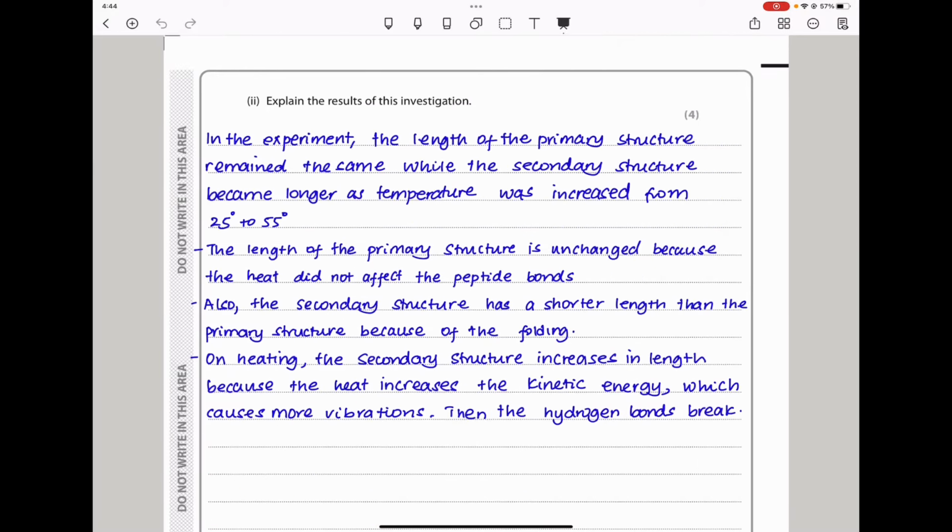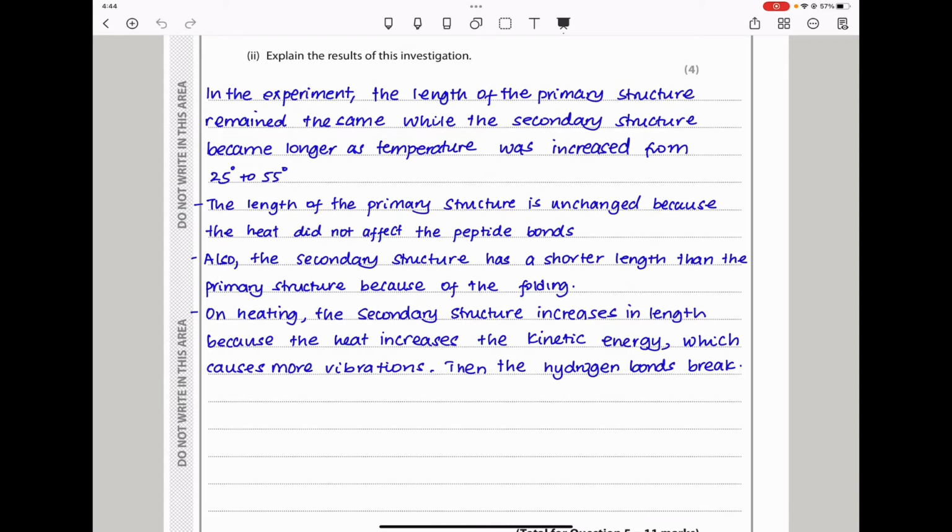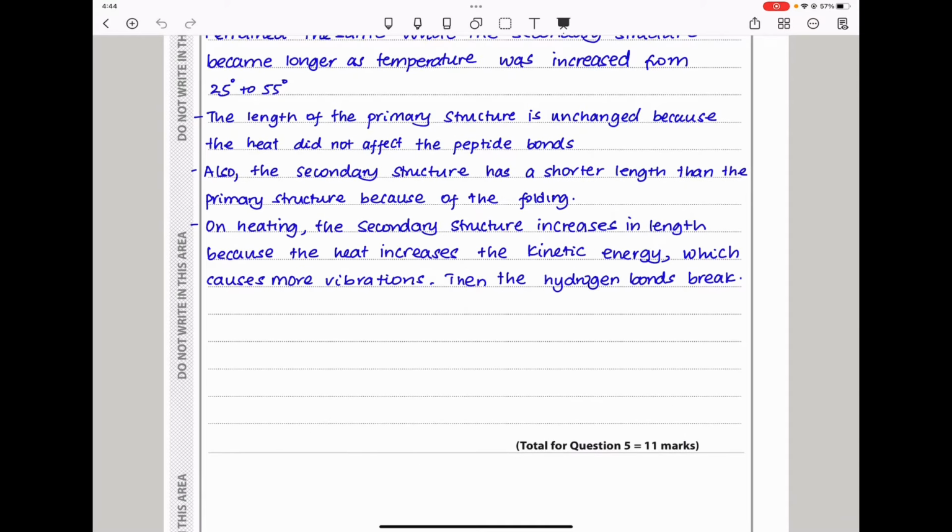So let's continue. Then next I said, on heating, the secondary structure increases in length because the heat increases the kinetic energy, which causes more vibrations, and then the hydrogen bonds are going to be broken. So this brings us to the end of question 5. Let's continue to question 6.